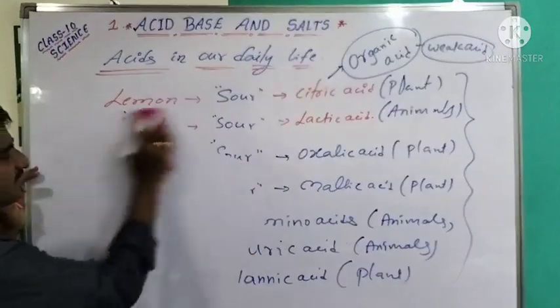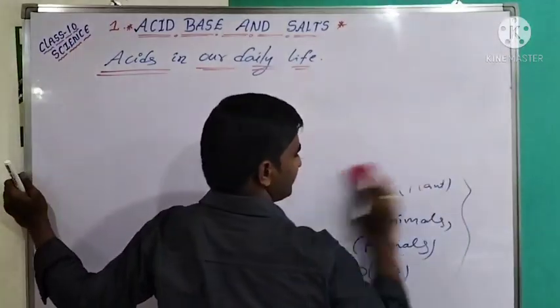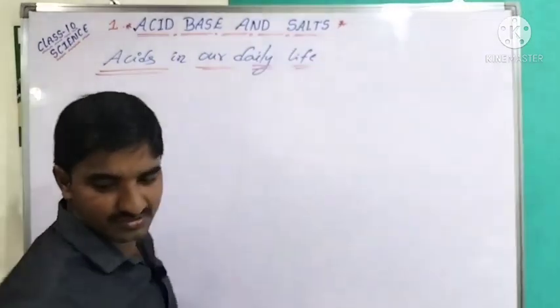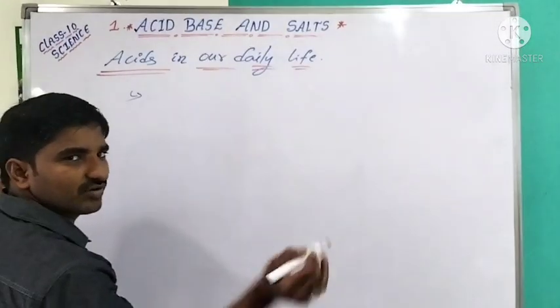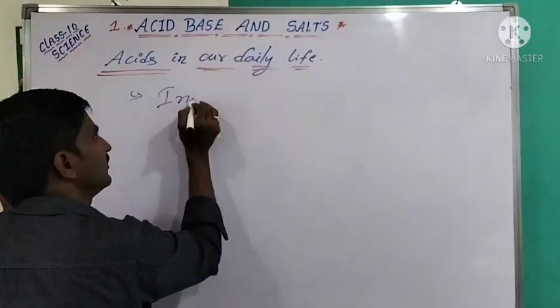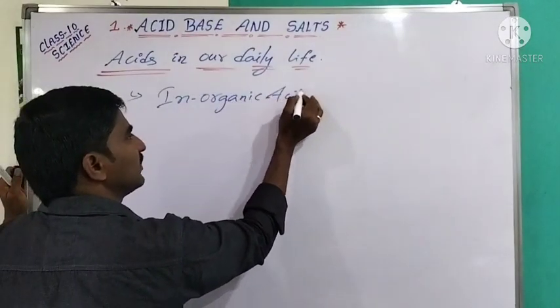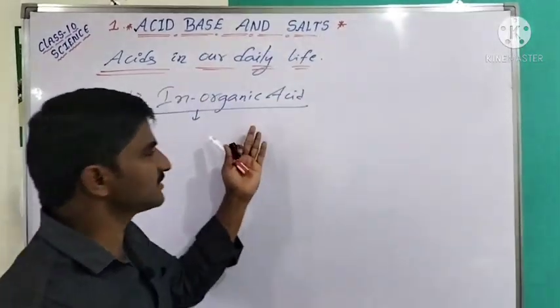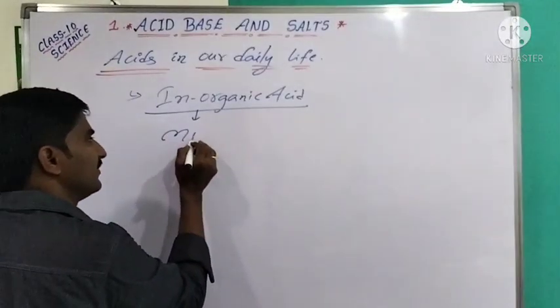Some acids are available in the earth's crust. Do you know the meaning of earth crust? Some minerals are available in nature, and those acids are called inorganic acids. Organic acids are obtained from plants and animals. Inorganic acid means not an organic acid: it is not obtained from plants and animals, it is obtained from minerals.